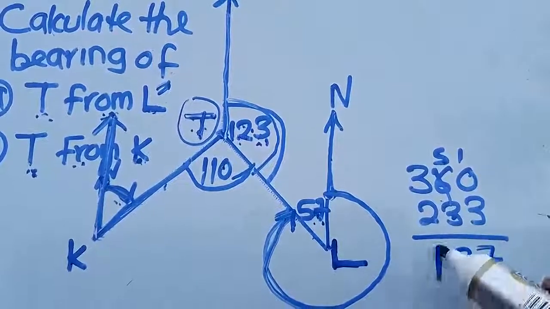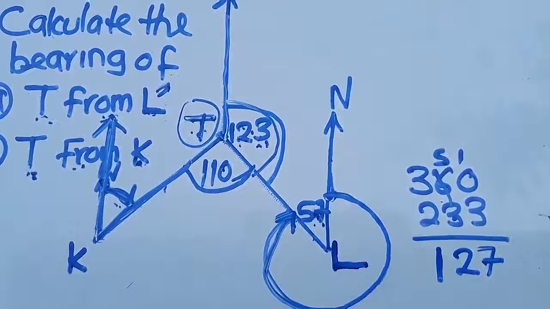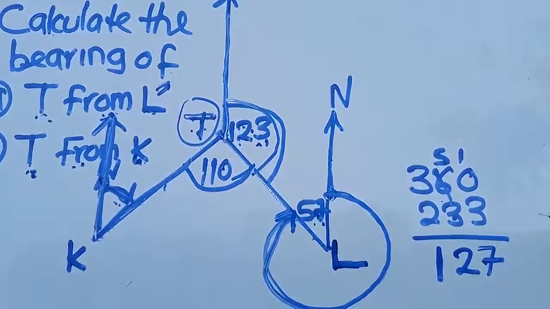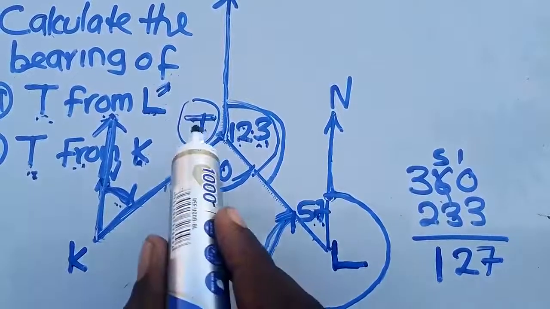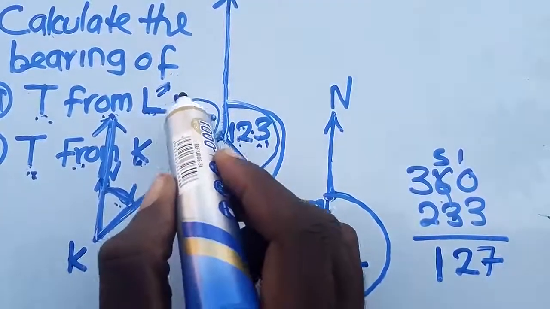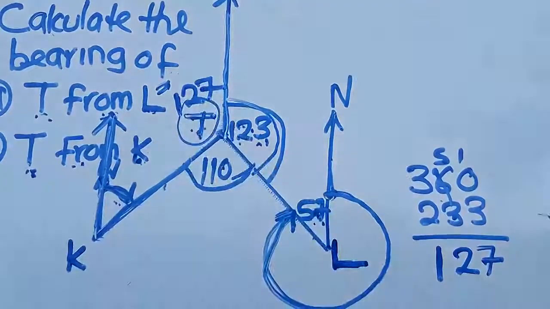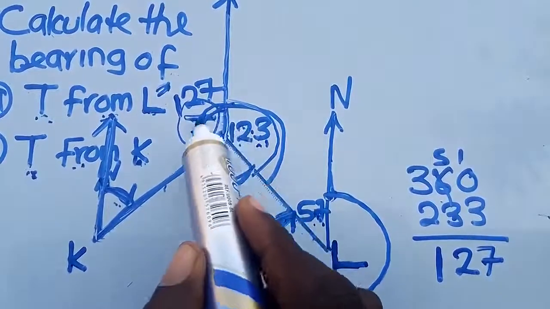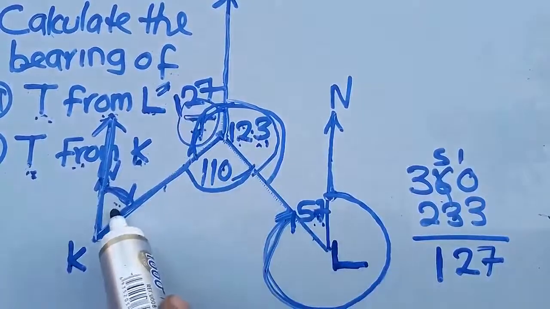Here I'm going to get 127. So I'm going to have a 127, which means that this 127 is where it is there. This is where I'm having 127. So the angle there is 127. Since this angle is 127, then I'm told to find this one.